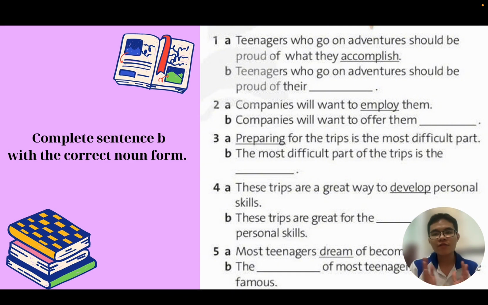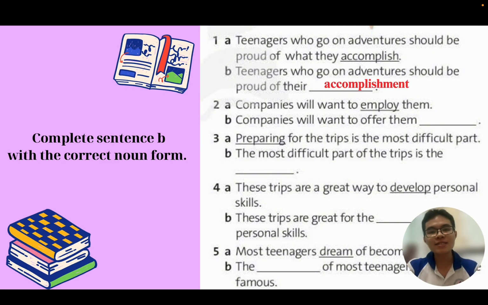For example, the first sentence we have: teenagers who go on adventures should be proud of what they accomplish. In sentence A, they use the word accomplish as a verb, right? Now you are going to fill in the next sentence B with the correct noun form, okay? So let's see. Number B: teenagers who go on adventures should be proud of their... As you can see, you have to fill in the noun form of the verb accomplish. So it will be accomplishment, okay?